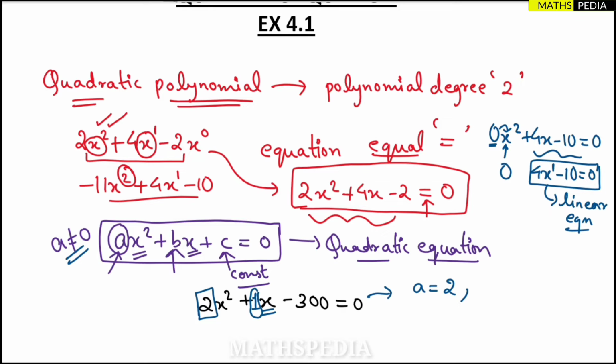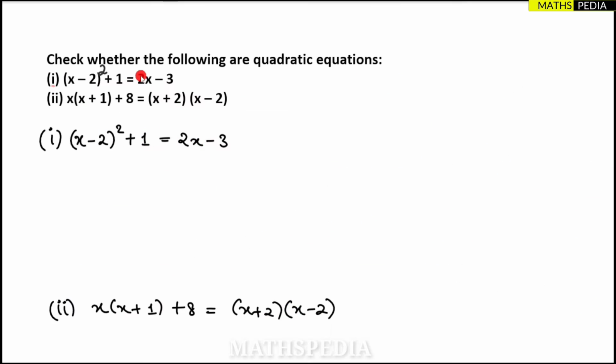1, not 0. So b value will be 1. Next, c. Here we have the constant c, that is 300. Always remember, whenever a negative sign is there, you have to carry the negative sign also, that is minus 300. So c value will be minus 300. Okay, so these are the a, b, c values.